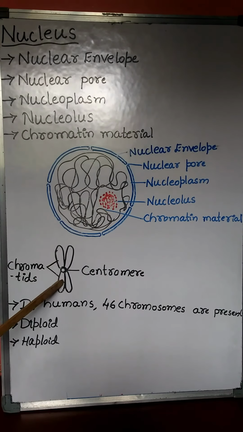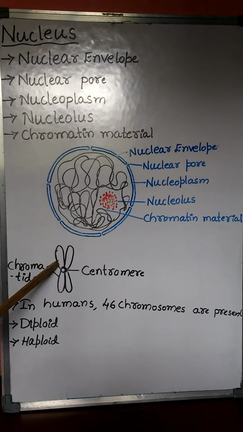Here you can find the presence of two chromatids. See, this is one chromatid and this one is another chromatid. A single chromosome, which is a rod-like or thread-like structure, possesses two chromatids.